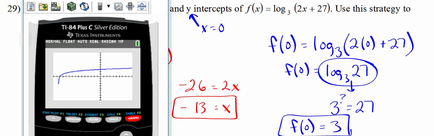And that makes sense. You can see that point right there. And then right here, this is negative 13. And we said that that was our x-intercept. Okay? So the method really works. It's not just some numbers on the page. This is what the relationship between these things looks like on a graph.